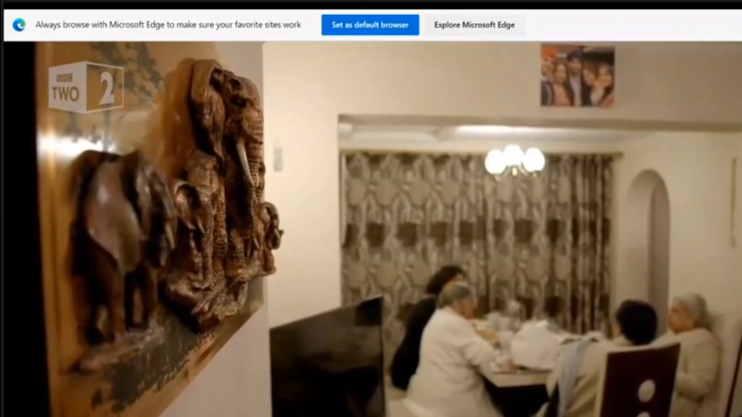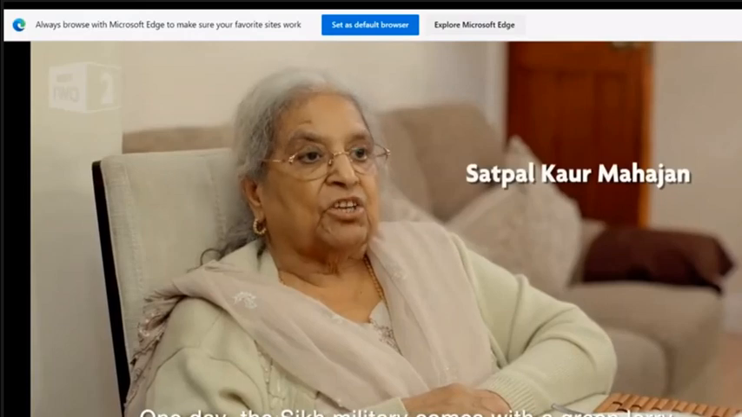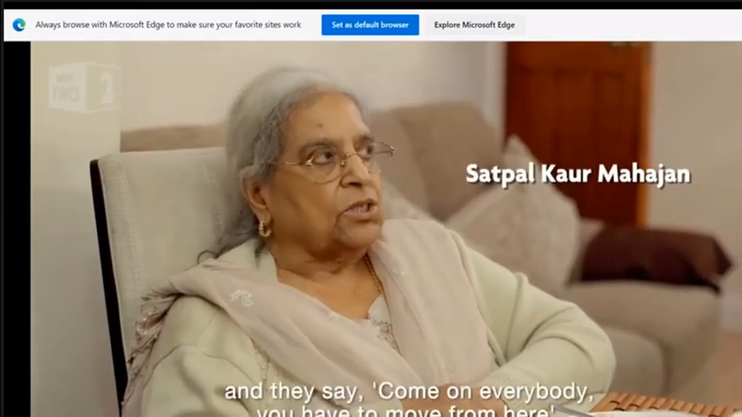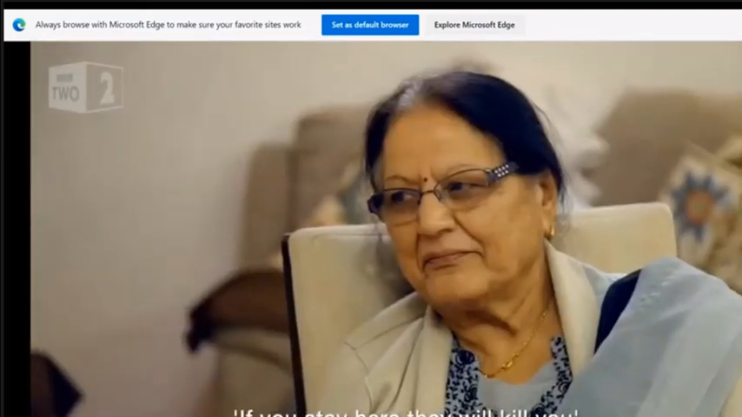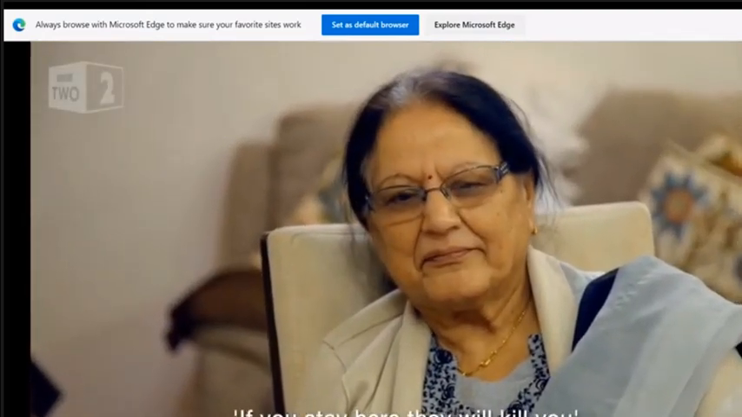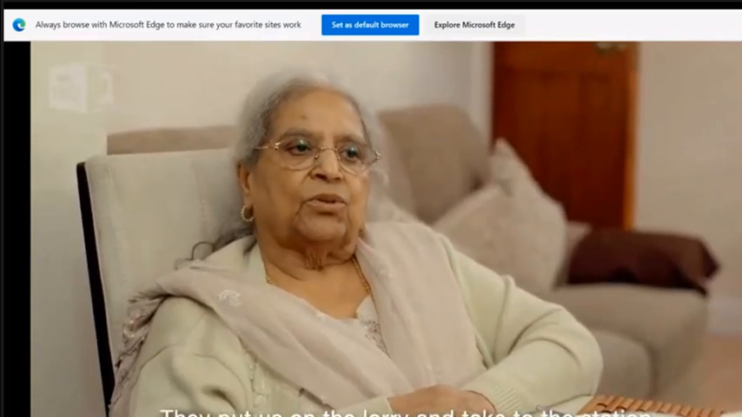What do you remember in 1947? What happened? One day, Sikh military comes with green lorry, and they says, "Come on, everybody have to move from here. If you stay here, they will kill you." They put us in the lorry and take to the station.